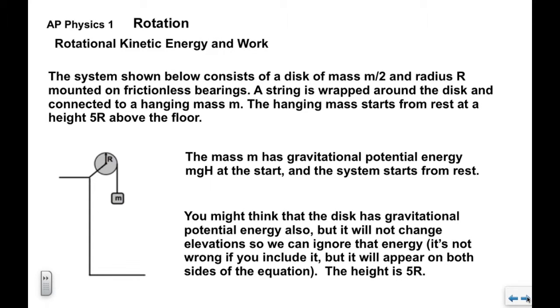You might think also that the disk has gravitational potential energy. The disk is not going to move vertically up or down, so its gravitational potential energy isn't going to change. It wouldn't be wrong if you included it in your energy equation, but it's going to appear on both sides of the equation, so it would cancel. Again, the pulley is going to rotate, but it's not going to move up or down, so its gravitational potential energy won't change.